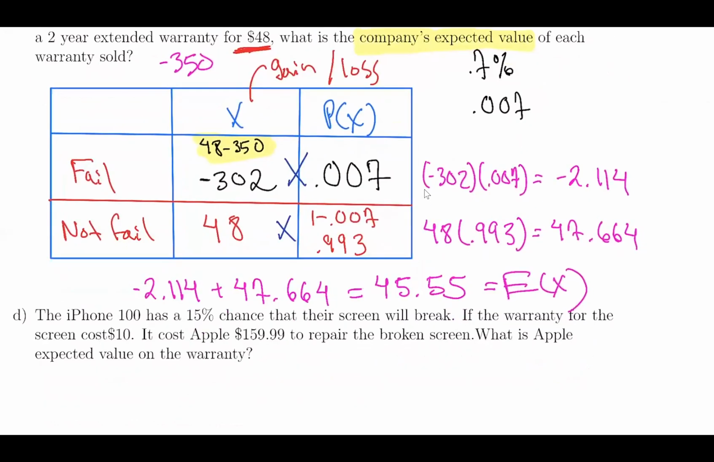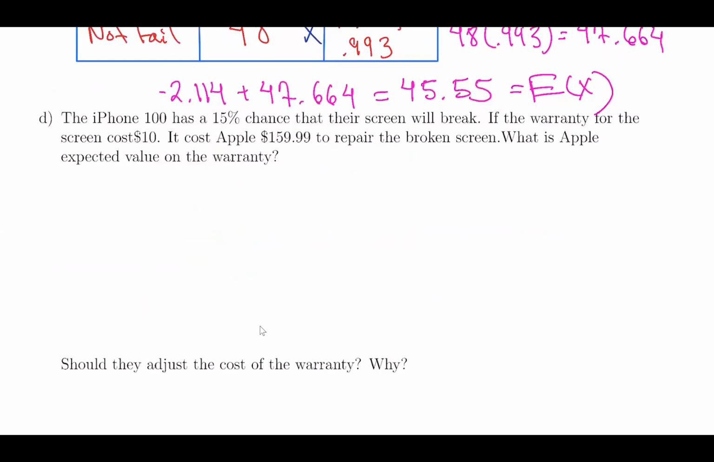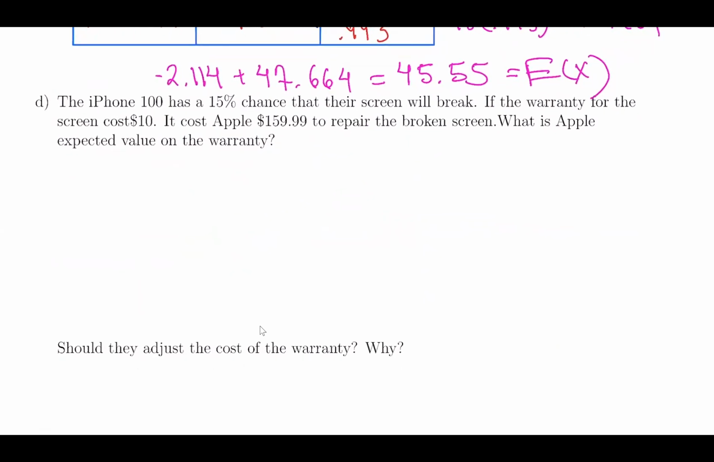Cool. All right, and that's it for that problem. So that's it for this last problem. Any question in regard to how I did this last problem? Cool. All right then. So let's do part D.